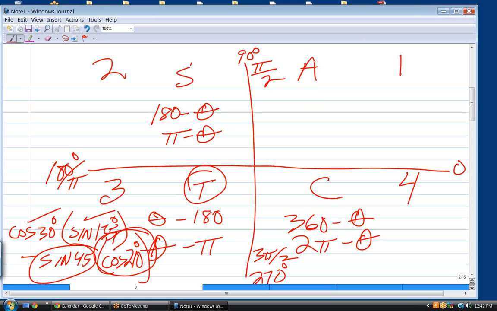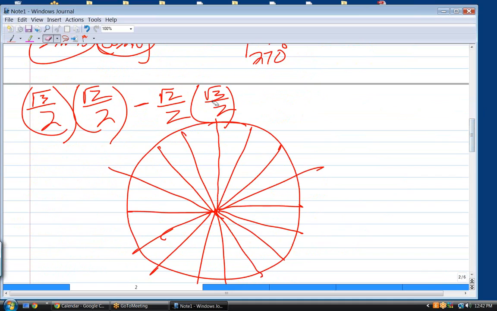In other words, A stands for all, S stands for sine, T stands for tangent, C stands for cosine. So cosine is positive in the first and fourth. Tangent's positive in the first and third. Sine is positive in the first and second. So this is cosine, so it's negative. So I got to stick a negative sign in front of that square root of 3 over 2.